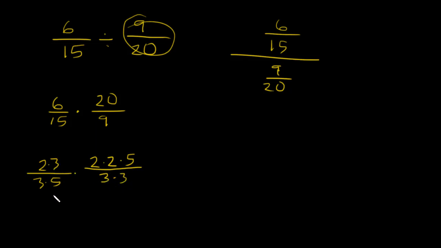Alrighty, as before, we're now going to cancel. So a 3 and a 3, gone. A 5 and a 5, gone. And I believe that's everything. So what is left? 2 times 2 times 2, 8. 3 times 3, 9. 8 ninths. So that's how you do just standard fractions. Now let's do some rational expressions.